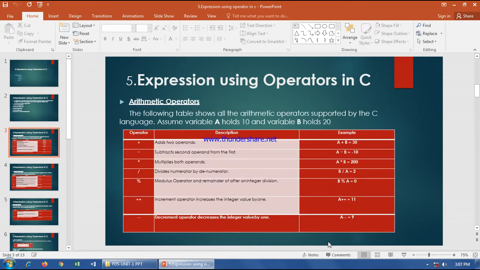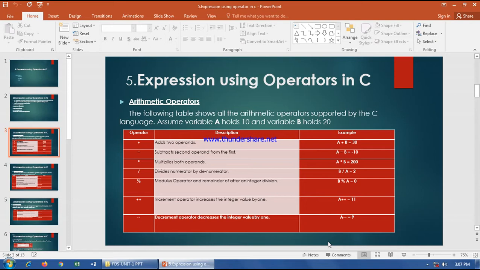Arithmetic operators. The following table shows all the arithmetic operators supported by the C language. The arithmetic operators are addition, subtraction, multiplication, division, modulus, increment and decrement. Here we can assume the value of A is equal to 10 and the value of B is equal to 20. For addition, A plus B, we are using the plus operator, so 10 plus 20 is equal to 30.